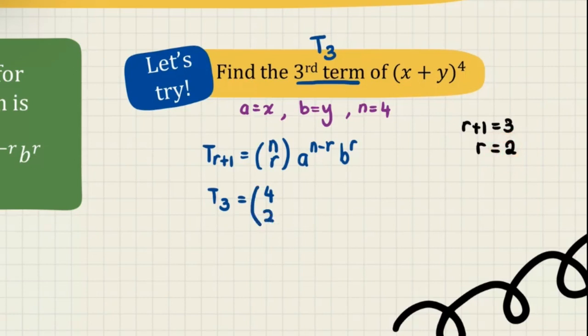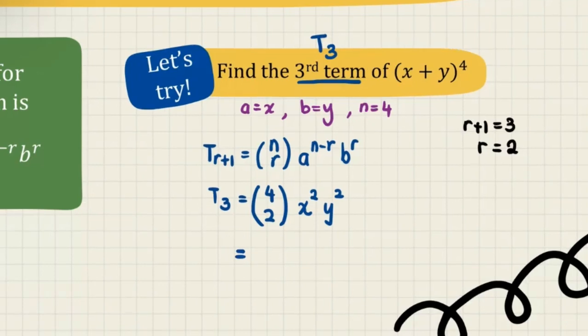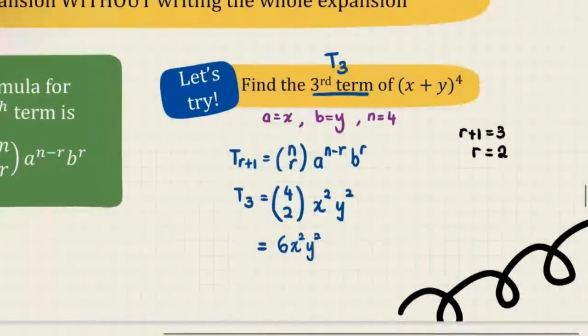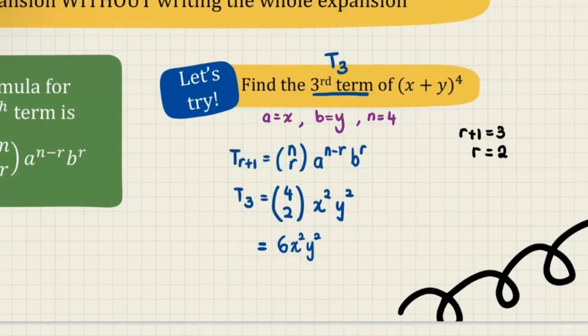So a adalah x to the power of n minus r. So 4 tolak 2 dapat 2, and b kita adalah y. So y to the power of r. r kita pun 2. Okay. So for 4C2 dapat apa? This one will be 6x squared y squared. Okay. So maksudnya kat sini tanpa expand saya boleh terus dapatkan the third term untuk this expansion. And the third term adalah 6x squared y squared.